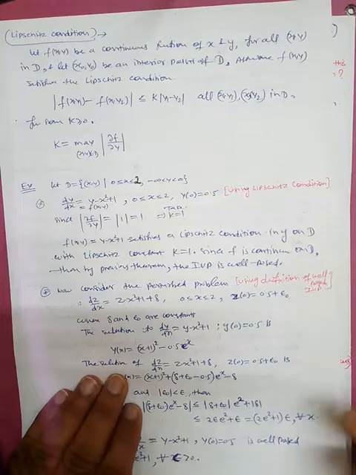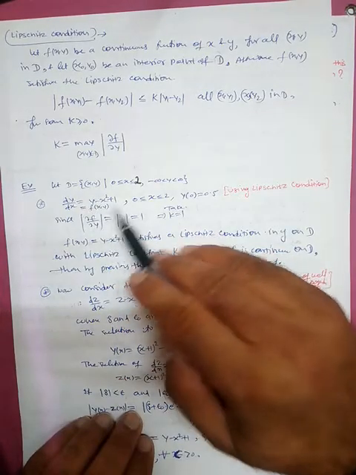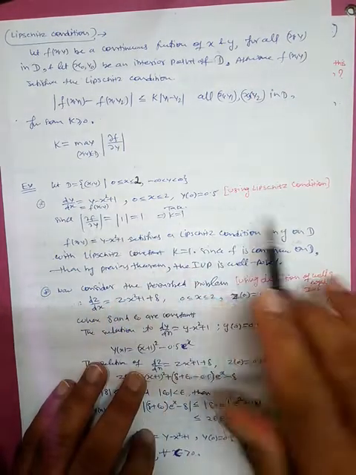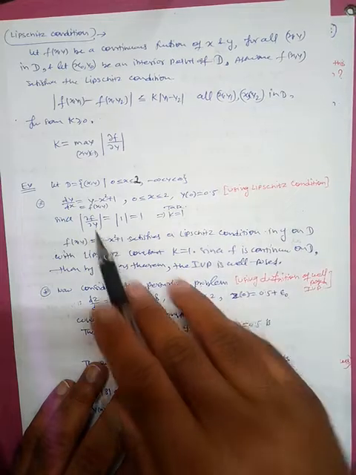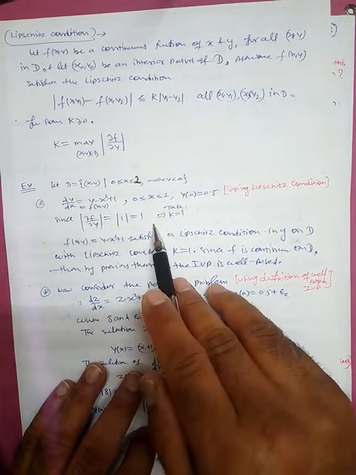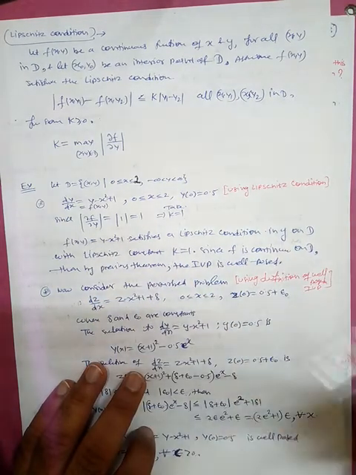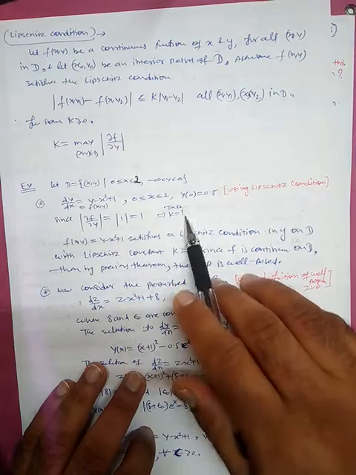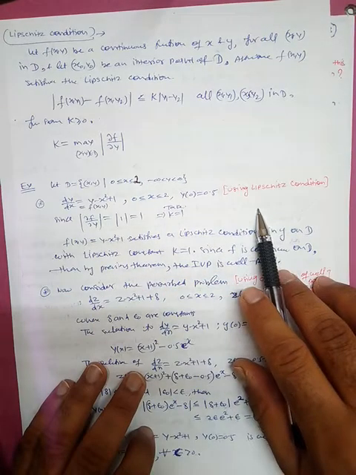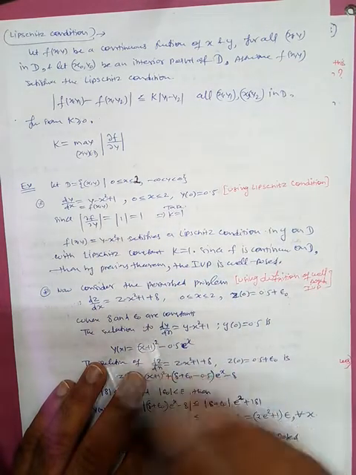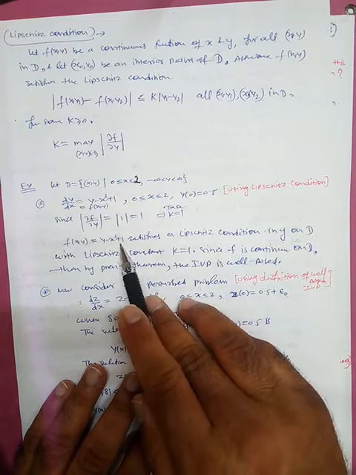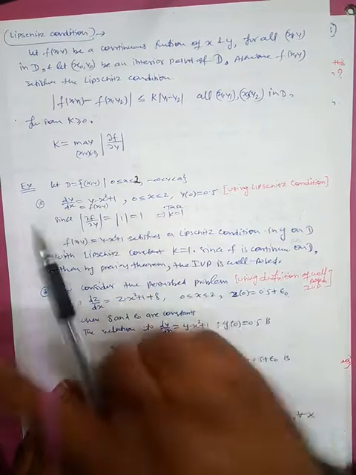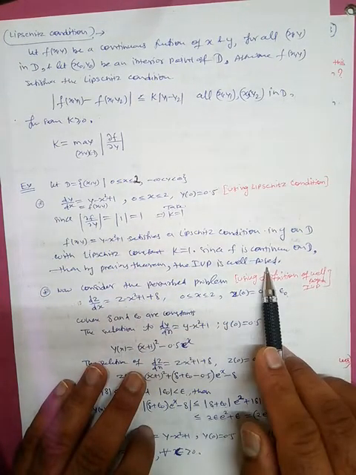So we will check the problem with the help of two methods. One is with the help of the Lipschitz condition. In the Lipschitz condition, we only have to find the constant k. If this constant exists, then the Lipschitz condition is satisfied. Then we have to check the second condition, whether the function is continuous or not. Since here the function is continuous and the Lipschitz constant exists, by the previous theorem, the problem is well posed.